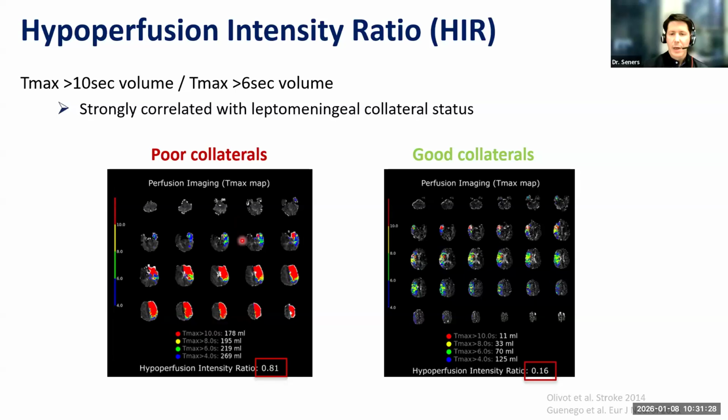on the left, while patients with good collaterals, so low HIR, the patient on the right, have a very limited amount of Tmax greater than 10-second lesion, so very little red on the map.